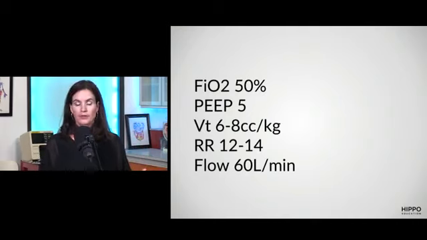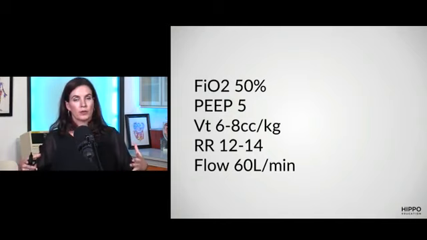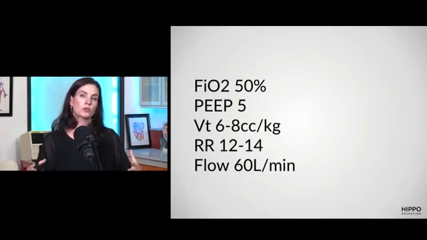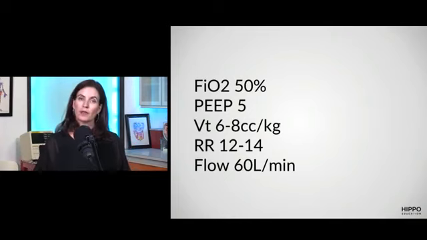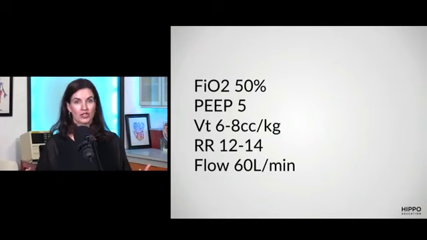A PEEP of 5 is a safe starting place for almost anybody. Now, PEEP is positive end expiratory pressure. That means a little bit of pressure at the end of expiration to hold your lungs open. This is holding the alveoli open to give you better VQ matching, which means overall that you get better oxygenation. So everybody can have 5 of PEEP.